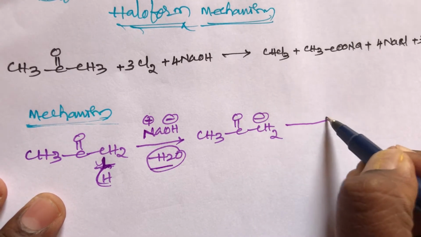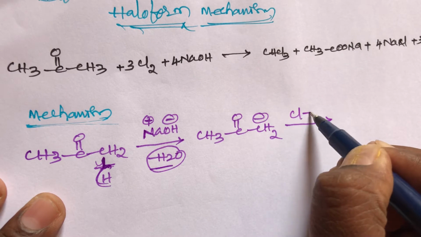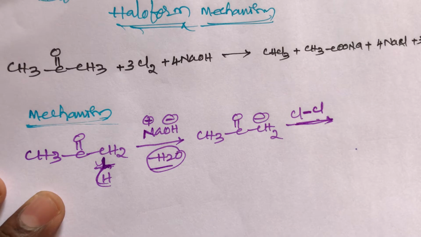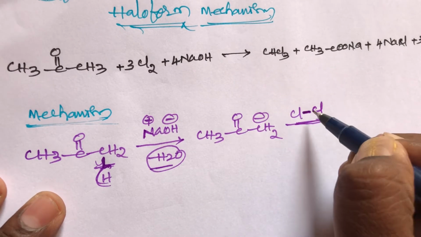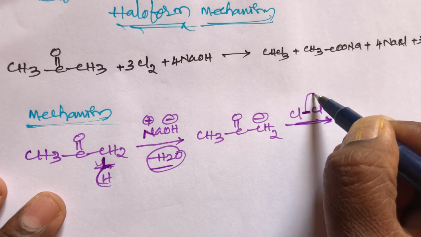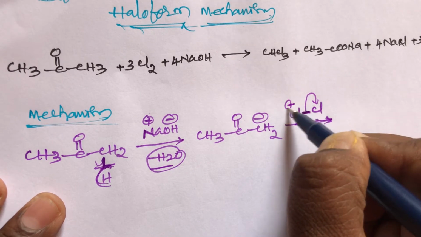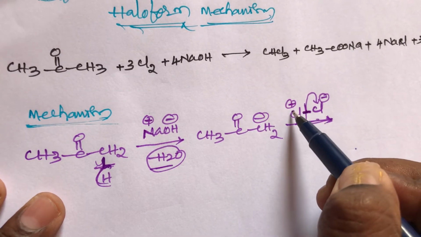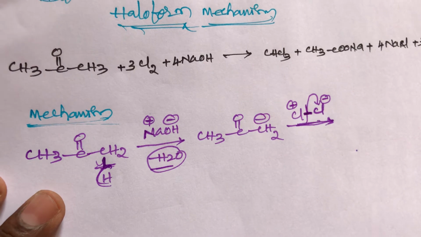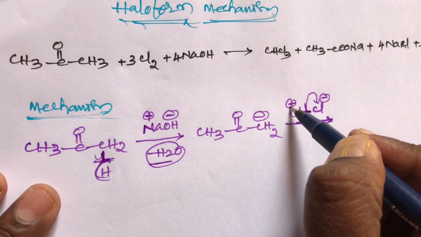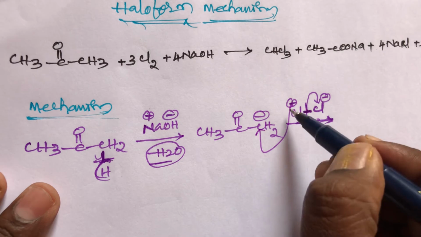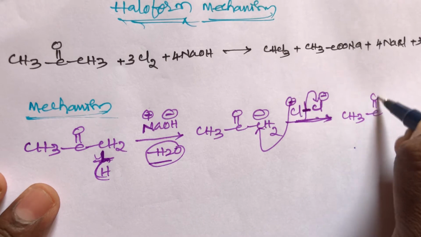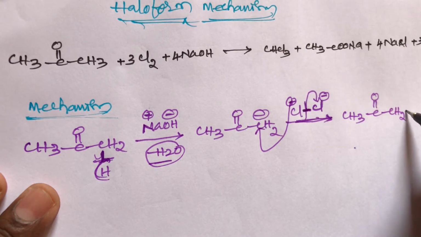Now take 1 mole of chlorine, Cl2, I am writing like this. Generally in chlorine, there is one single bond between the two atoms. This single bond shifts again to only one side. This one gets a positive charge and this one gets a negative charge, partially positive and negative. So the bond breaks. Here the positive species means electrophile. This electrophile will attack the negative charge side, and we get the product CH3 then CO then CH2 then Cl.